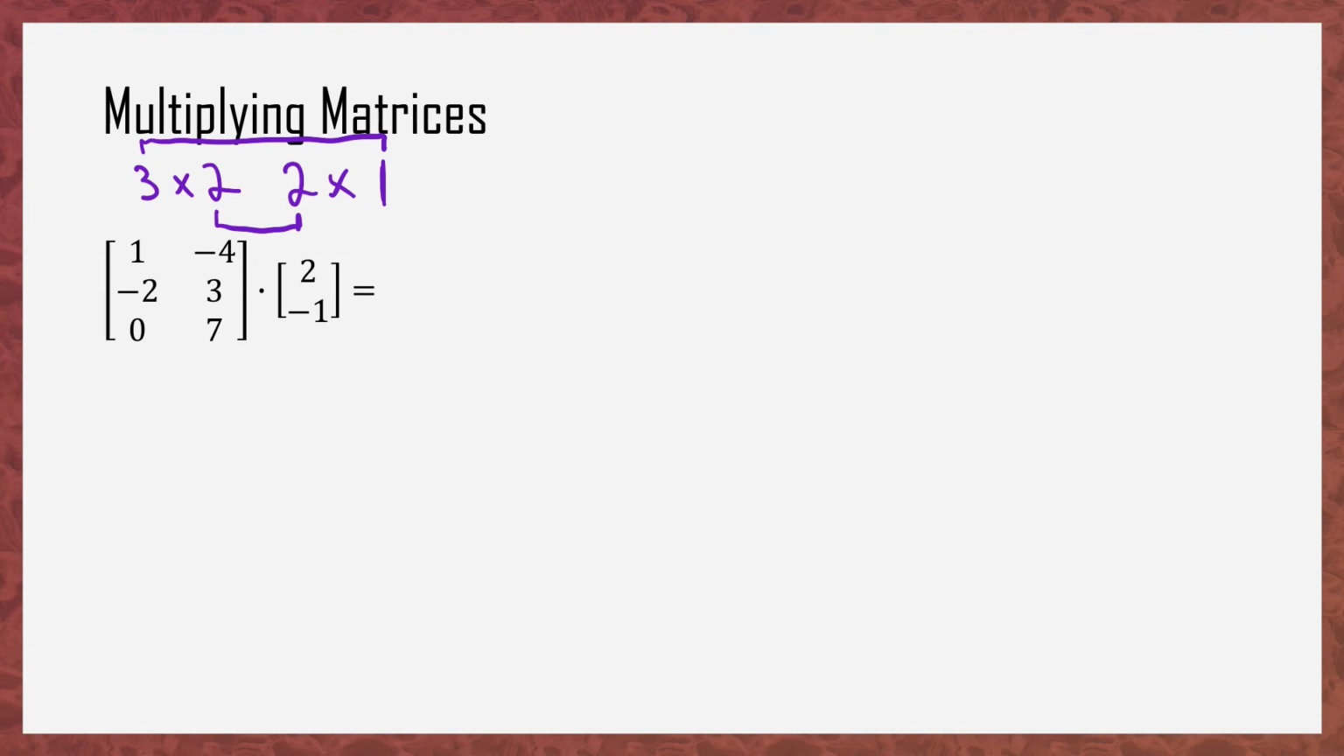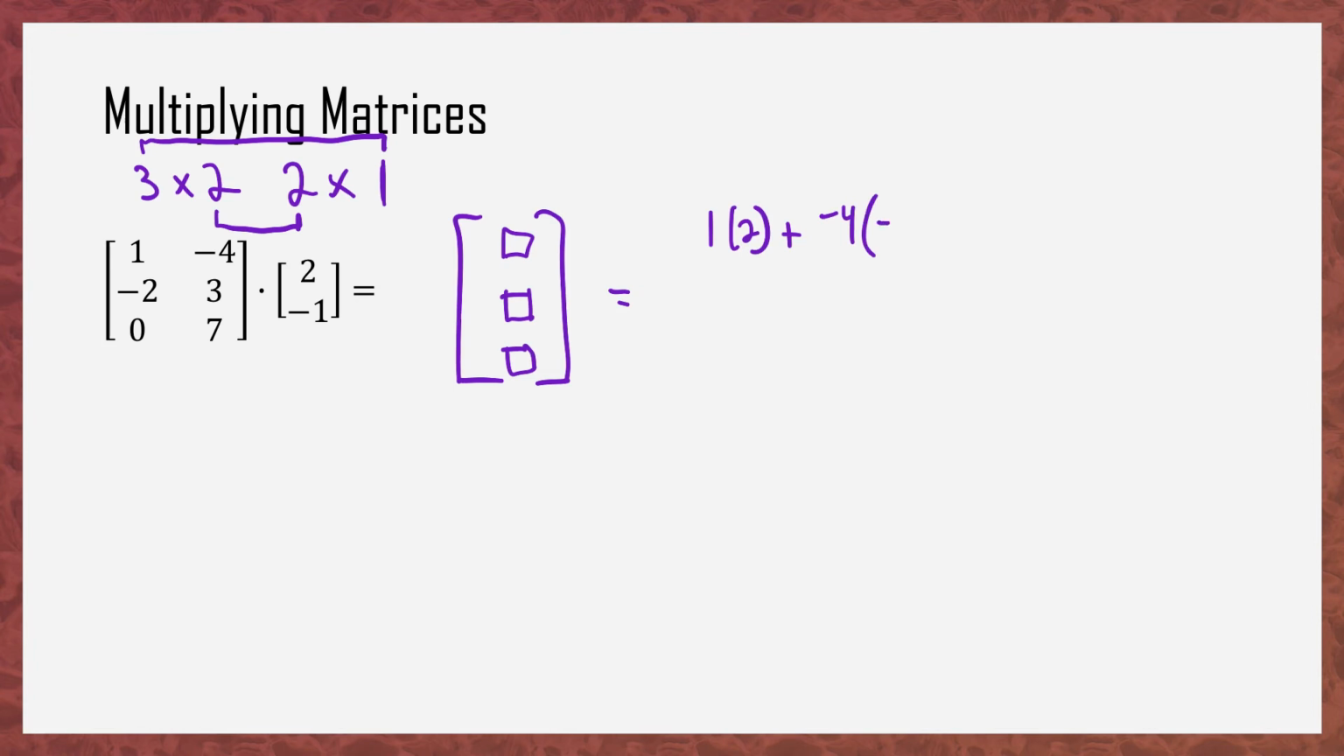So how will this actually end up working out? We know we're going to have a 3 by 1 matrix, and that's a matrix that will look like this. There'll be 1 here, 1 here, 1 here, and it will only go 1 column deep. So that's what our solution will be. So how do we fill that out? So the first row, 1 and -4, times the first column, 2 and -1. So 1 times 2 plus -4 times -1. And that will be our first result.